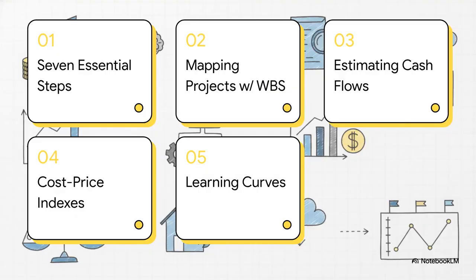Here is our roadmap for today. 1. The 7 essential steps. 2. Mapping projects with WBS. 3. Estimating cash flows. 4. Cost-price indexes. And 5. The power of learning curves.